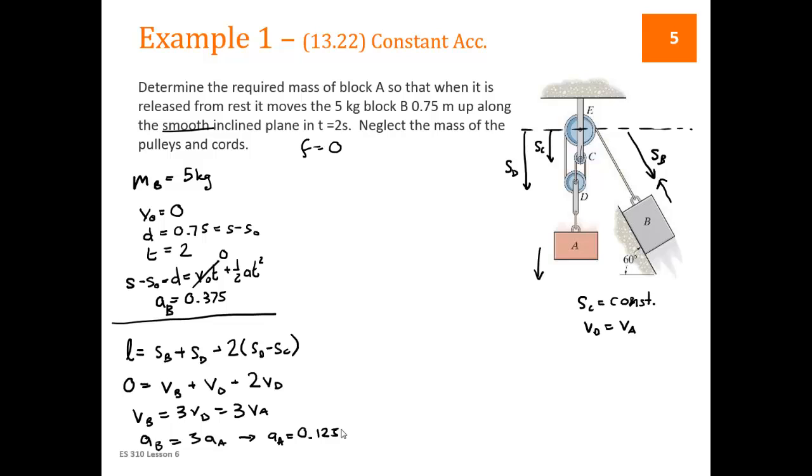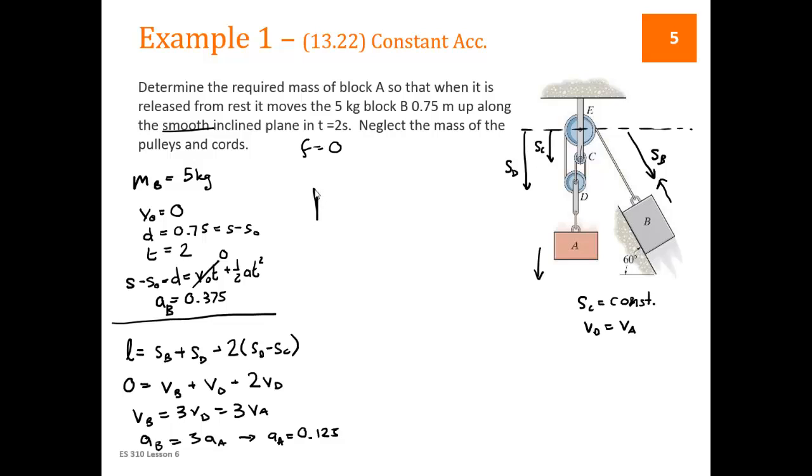Alright, so now we know information about the accelerations. That should mean that we can find information about the forces. To do that, we're going to need free body diagrams. We've got two bodies that we're interested in: body B, which is on a slope, and body A, which is straight up and down.